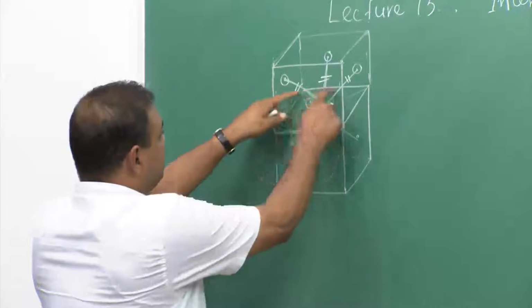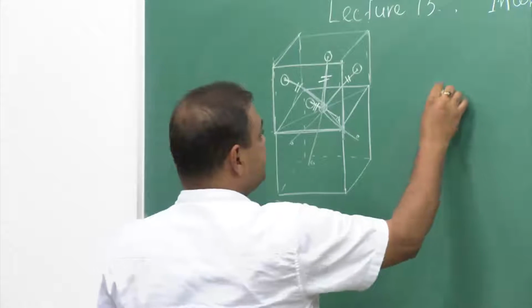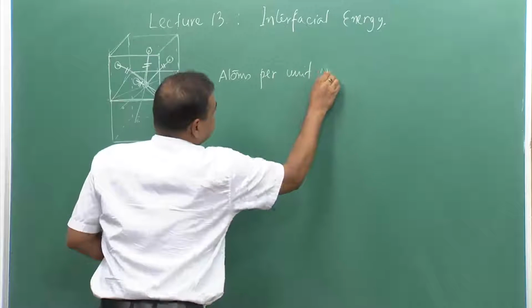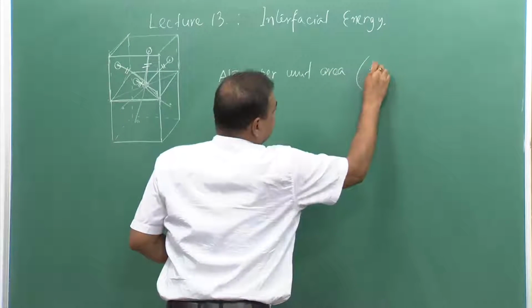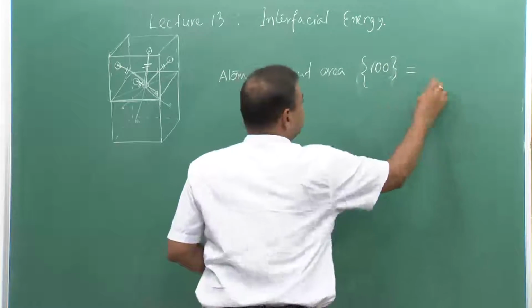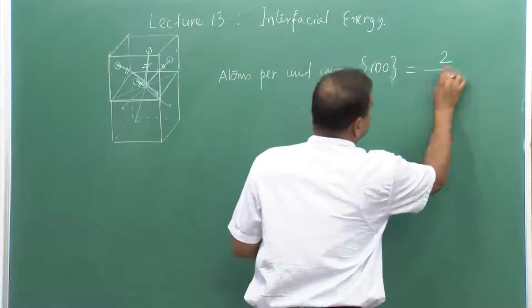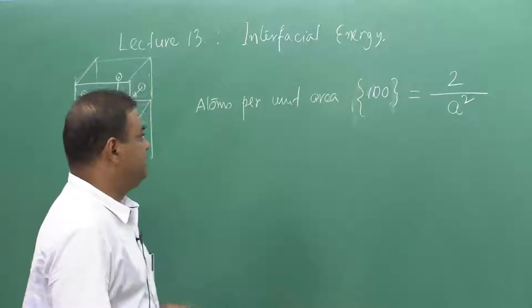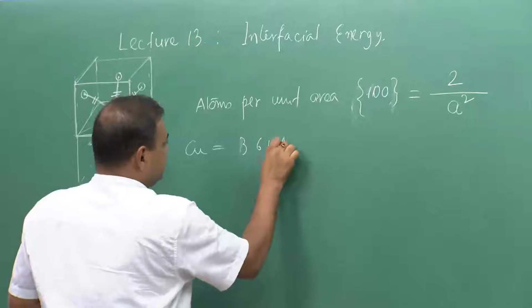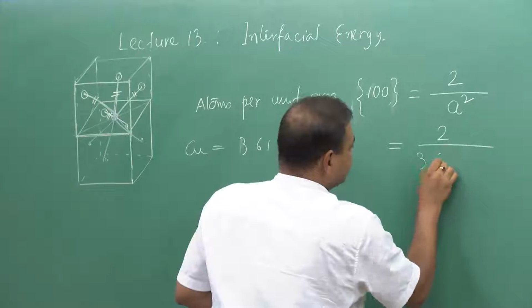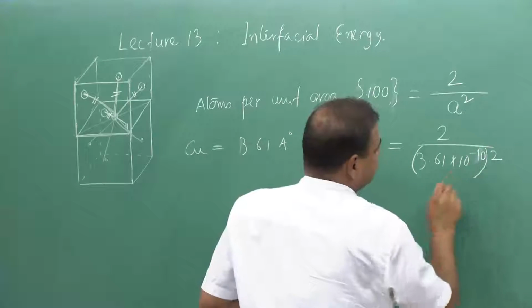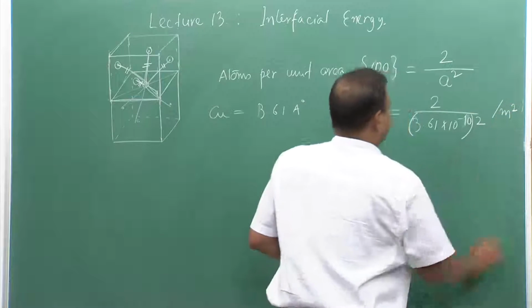Now, we have found out the planar density of this plane. While finding that, we found the atoms per unit area for the 100 plane or the 100 family of planes. The situation would be the same. It is the number of atoms projected on that plane divided by the area of that plane, where a is the lattice parameter. And we saw in the case of copper, the lattice parameter was 3.61 angstrom. It comes out to be 2 divided by (3.61 into 10 to the power minus 10) squared, per meter square. So, these many atoms will be there.